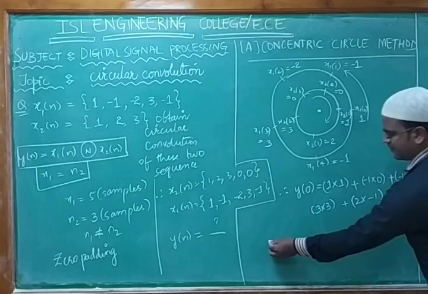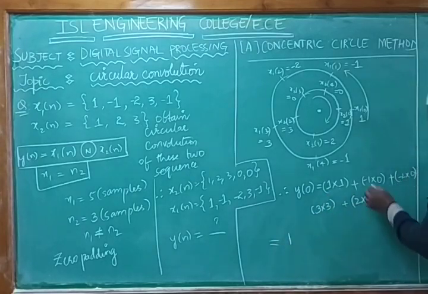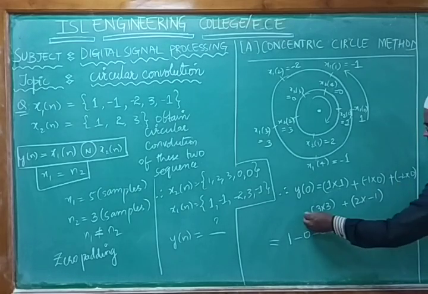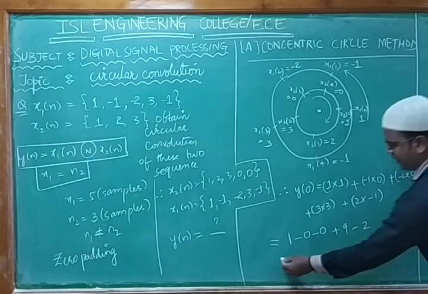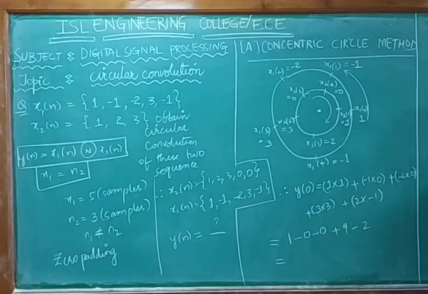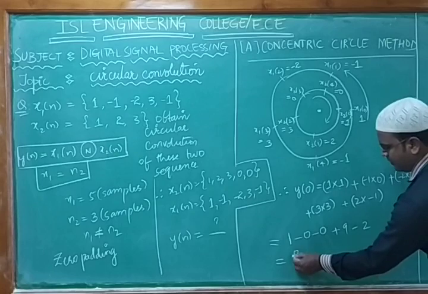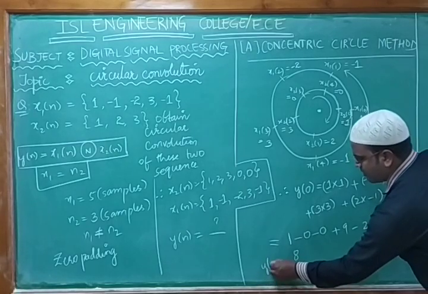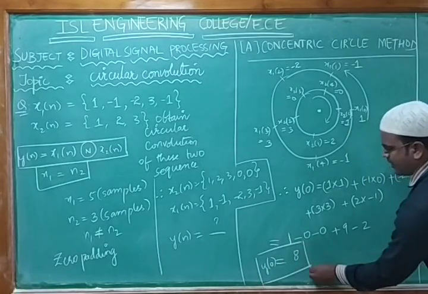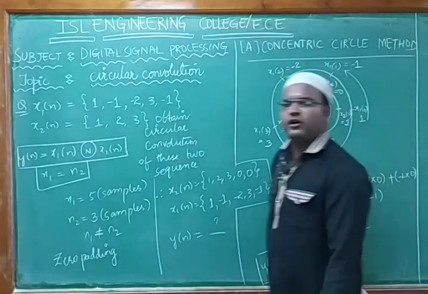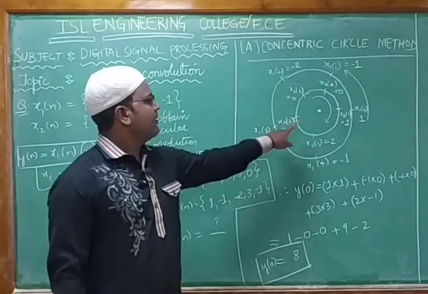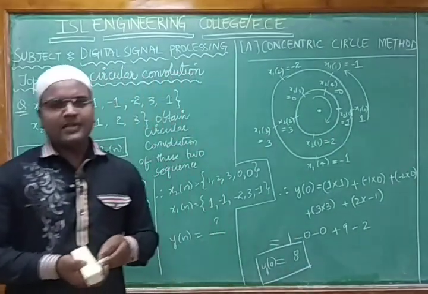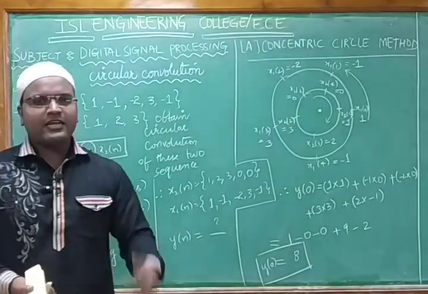So what did we get? 1 into 1 is 1, minus 1 into 0 is 0, minus 2 into 0 is 0, plus 3 into 3 is 9, 2 into minus 1 is minus 2. So 1 plus 9 is 10, 10 minus 2 is 8. So we got y of 0 as 8. We found the first sample value y of 0 by taking the corresponding values for all the samples.